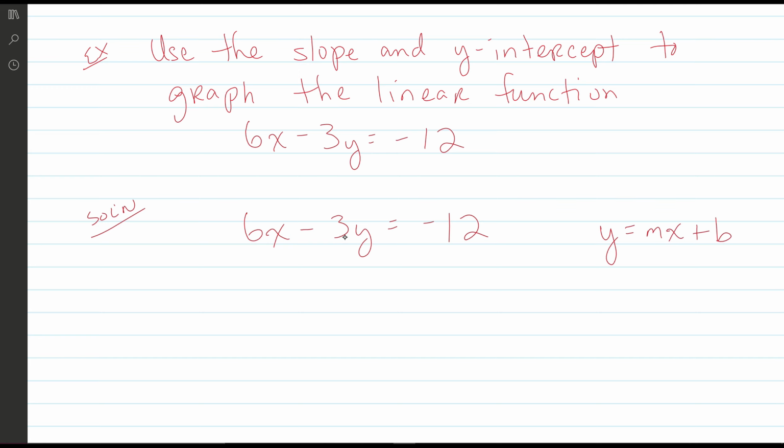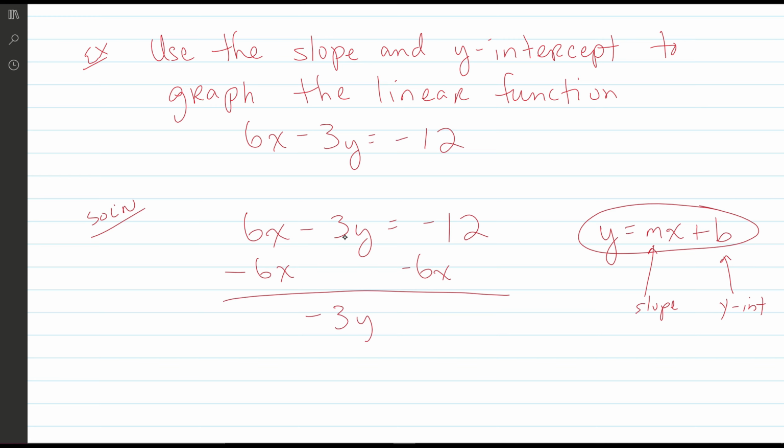We need to place it into slope-intercept form, y equals mx plus b, so that we can know the slope and then we can know the y-intercept, and using those two pieces of information we can go ahead and place it on a graph. So we can algebraically manipulate this and put it into slope-intercept form by basically solving for y. Well, I need to get negative 3y by itself first, so I'm going to subtract the 6x. I'm doing the opposite of a positive 6x. So I say let's subtract 6x from both sides. So negative 3y equals negative 6x minus 12.